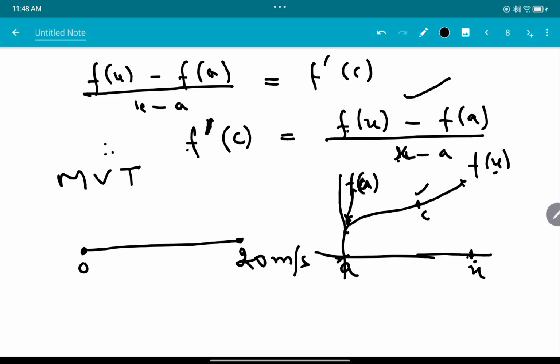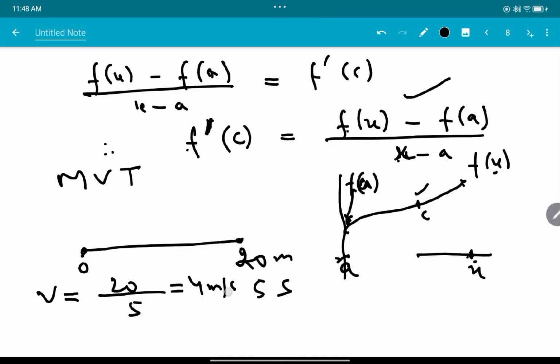It continuously accelerated from this to this. This means that it will be taking all the possible values that lie between 0 and 20. Suppose it covered a distance of 20 meters, and the time taken was 5 seconds, for example. Then what is the speed of this vehicle? Speed of the vehicle is 20 meters divided by 5 seconds, that is 4 meters per second.